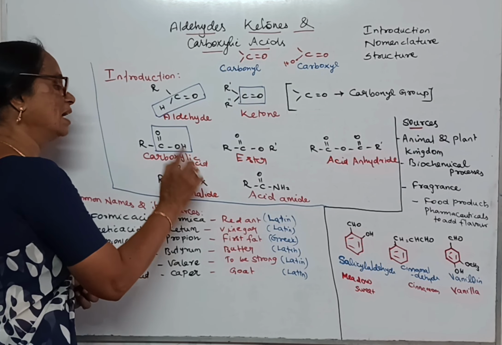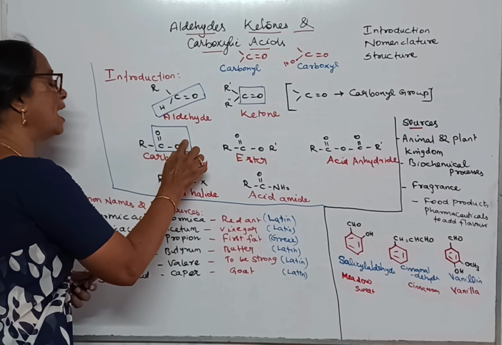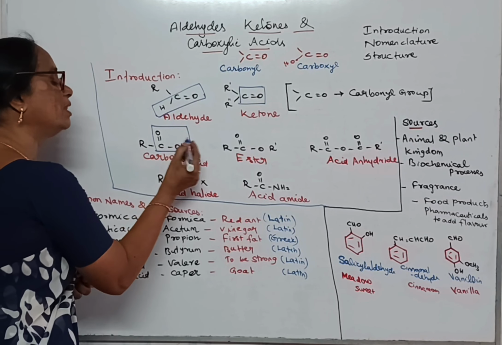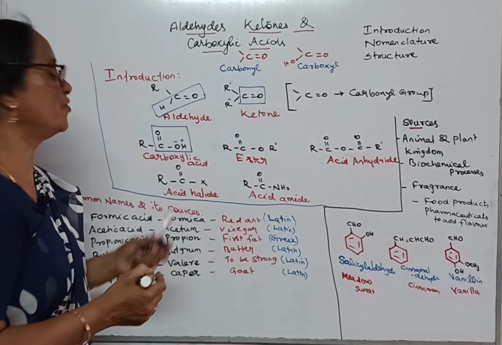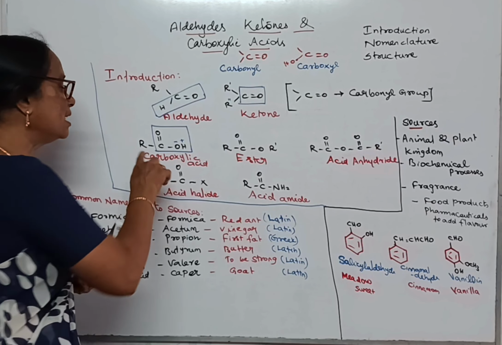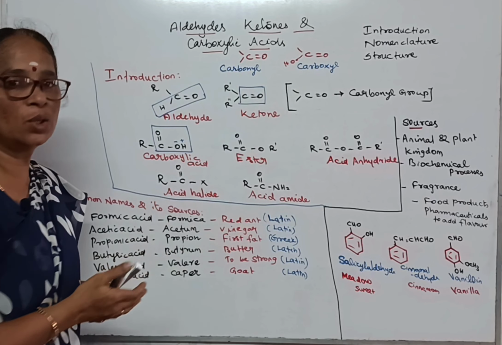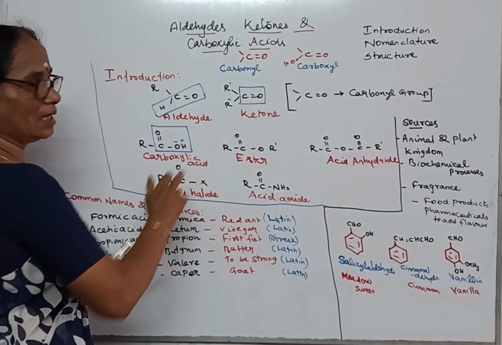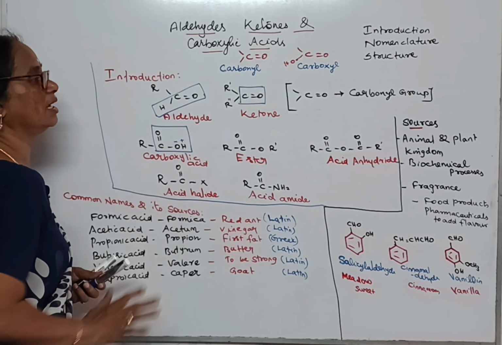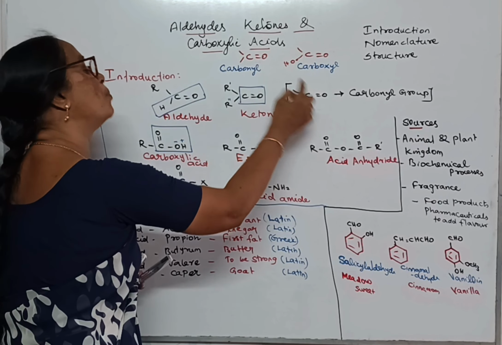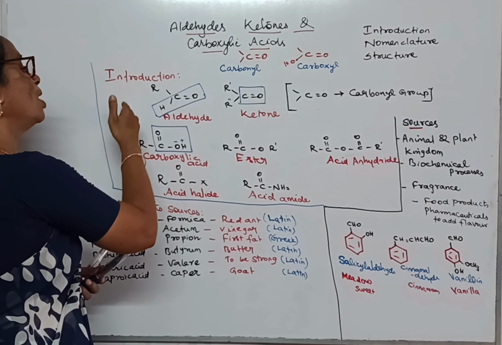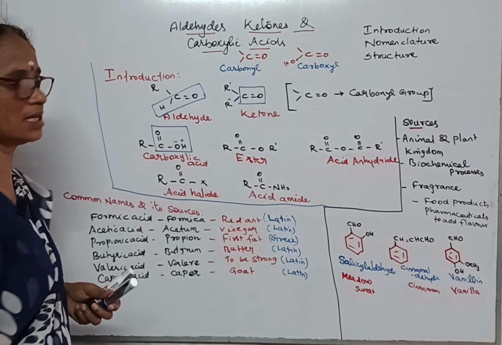Why is the name acid given? The hydrogen present along with the oxygen has a tendency to be lost from the carboxylic group. As it behaves like a proton donor, it is said to be an acid. So this is carboxylic acid. Depending on the two valencies of the carbonyl carbon atom, we may have aldehyde, ketone or carboxylic acid.